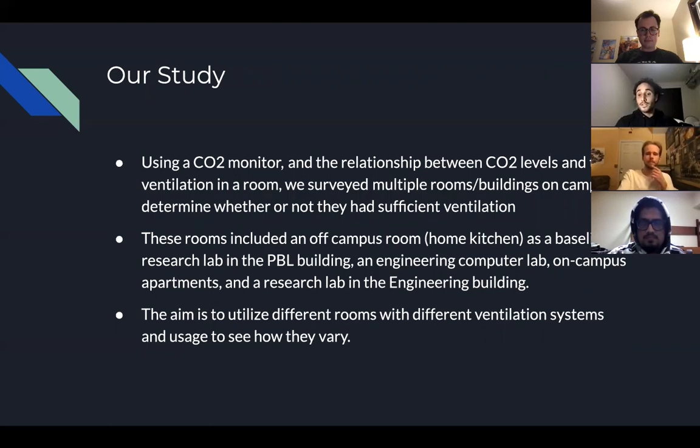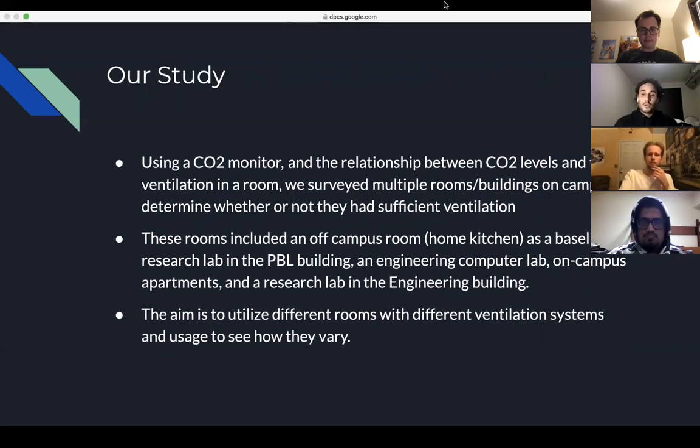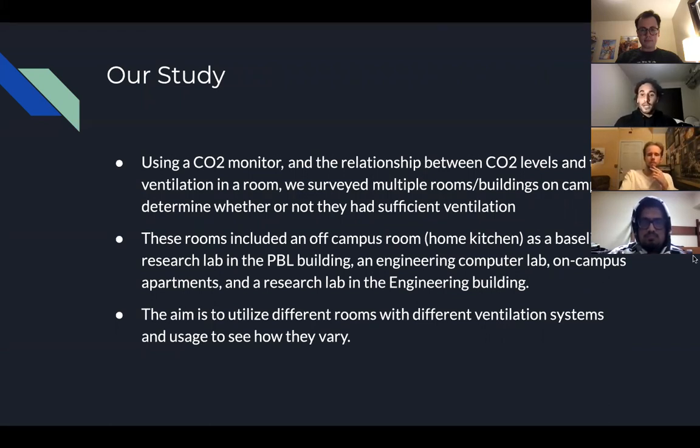So what was our study? We used a CO2 monitor in various different locations to determine the relationship between CO2 levels and the ventilation in the room, as well as determine whether they had appropriate ventilation or not. These rooms included an off-campus home kitchen, a research lab in the PBL building, numerous rooms in the engineering building, a computer lab, a research lab, and also an off-campus apartment.